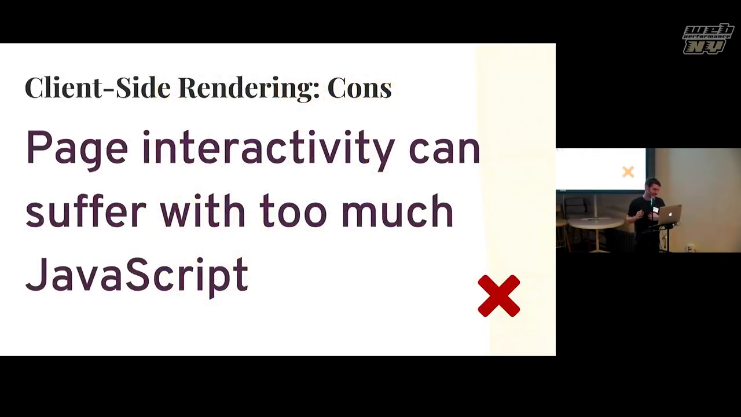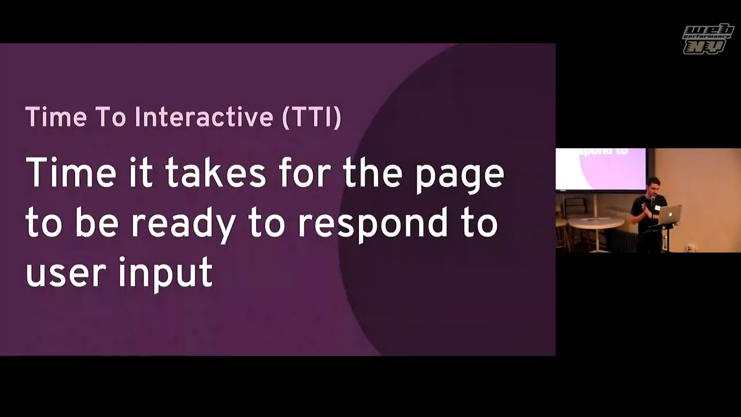Another thing that can happen is that page interactivity can actually suffer with too much JavaScript, which is a little bit counterintuitive, right? We add JavaScript to our pages to make them interactive, but if we add too much, it can make interactivity suffer. This is because JavaScript is single threaded, so if you're sending a whole bunch of JavaScript down, the browser is going to be busy chewing through all that, and if a user clicks on your drop-down menu or some other interactive element, the browser might not be ready to respond to user input, and that's no good. This is related to a metric known as time to interactive, which is the time it takes for a page to be ready to respond to user input.